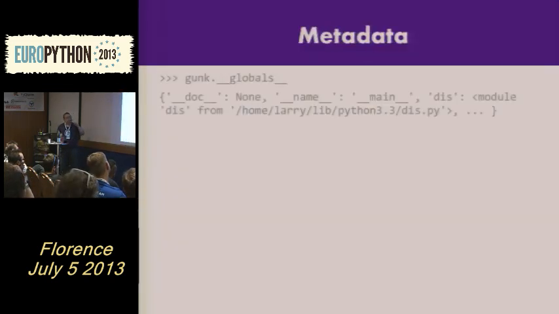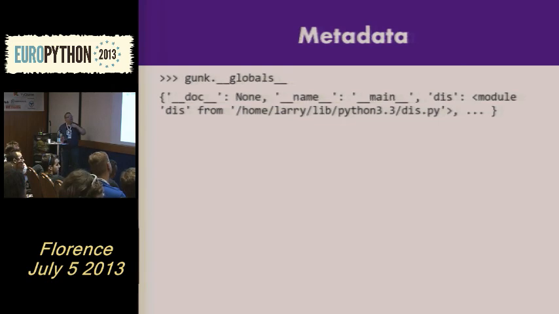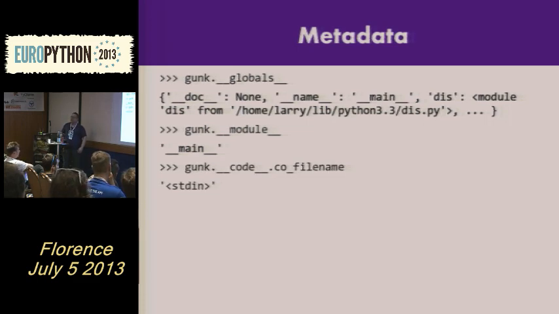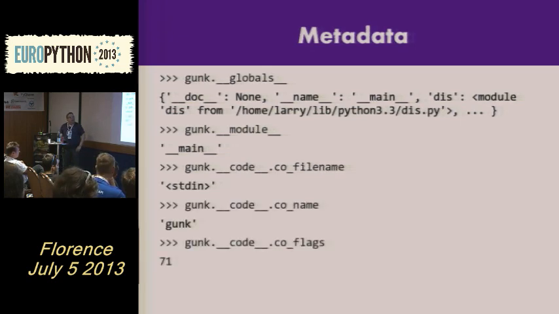Metadata associated with the function. So __globals__, this is a reference to the module dict where the function was defined. So that's how when you call a function and the function refers to a global variable, it can always find it, because it carries around its reference to its globals dictionary wherever it goes. gunk.__module__ is just the name of the module. co_filename, that's the name of the file where the function was defined. I typed gunk into the interactive prompt, so I got stdin. co_name, that's the name of the function.